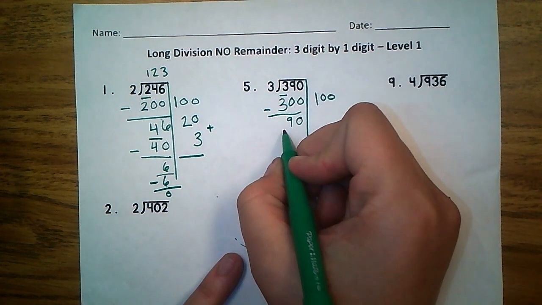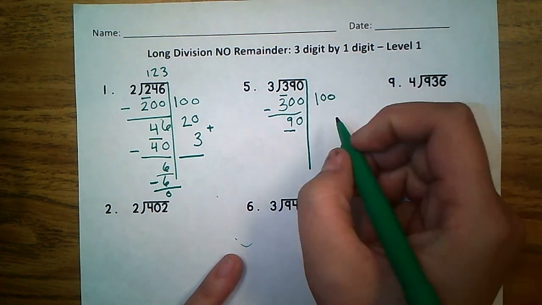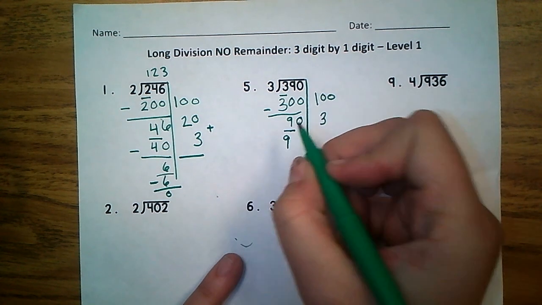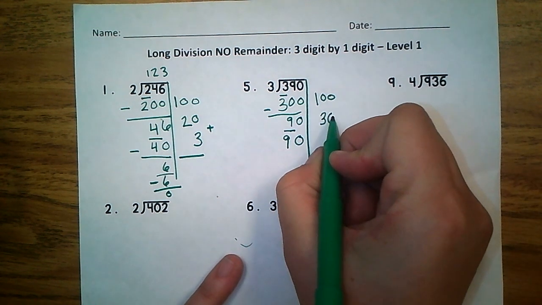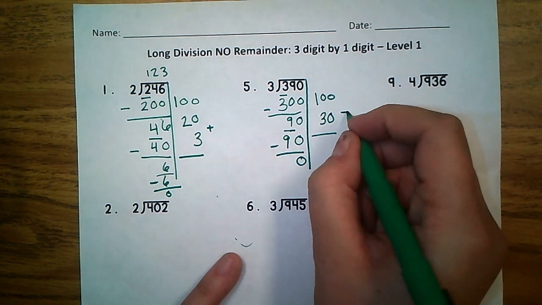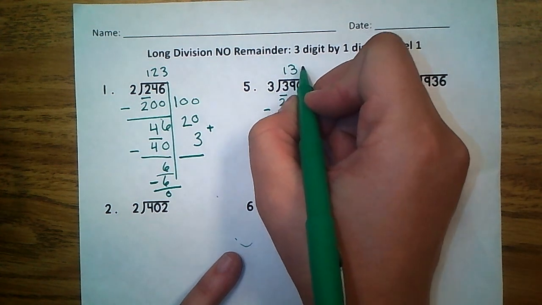Repeat our steps. Underline the 9. How many times can 3 go into 9? I know that 3 times 3 is 9. Add a 0 here. Add a 0 there. Subtract, and we get 0. Add up the partial quotients. 100 plus 30 is 130.